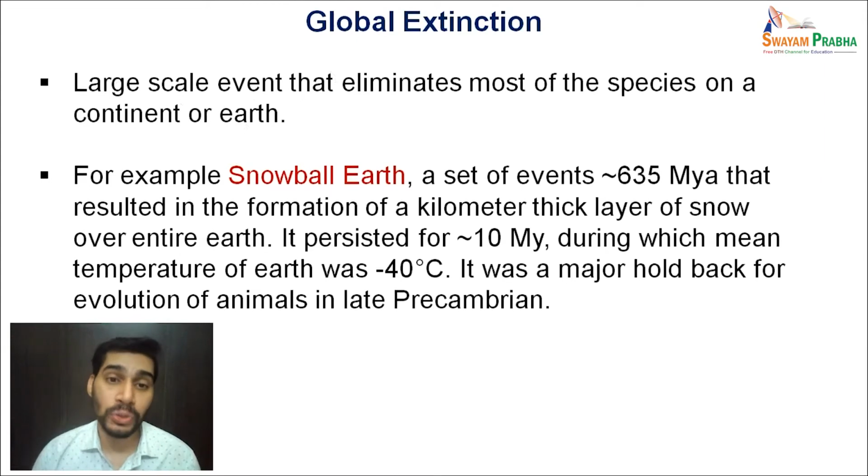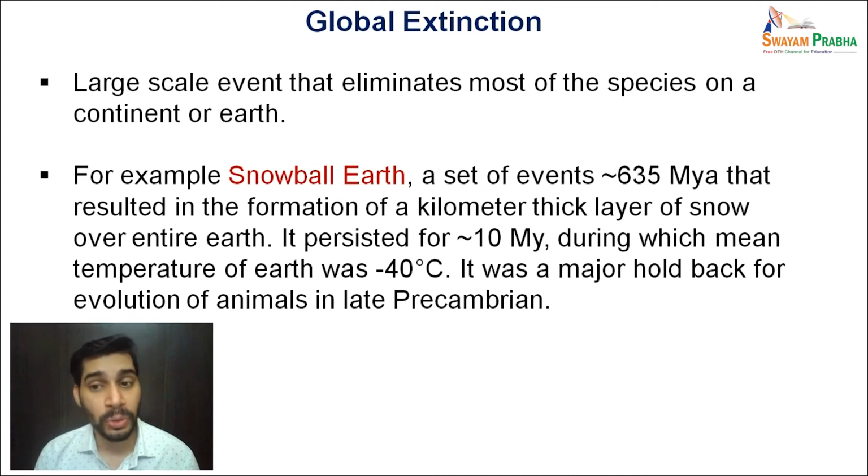For example, the snowball Earth. Snowball Earth is the event that has taken place on Earth. It was a set of events which took place at around 635 million years ago that resulted in the formation of almost a kilometer thick layer of snow all over the Earth. And this layer of snow persisted for almost 10 million years. And during this time, mean temperature of Earth was around minus 40 degrees Celsius.